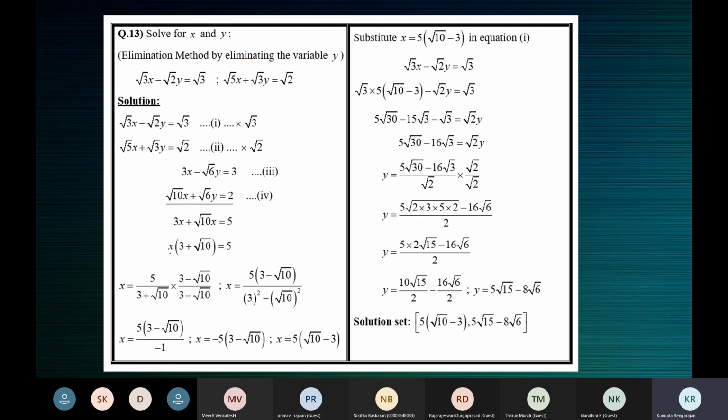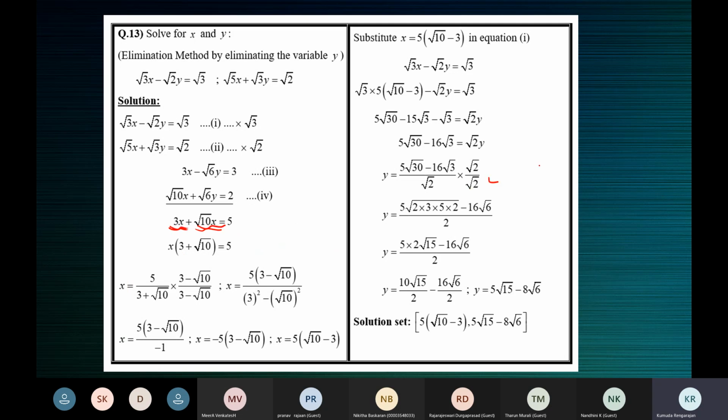So you need to take x common. You cannot add. So take out x common. So you get 3 plus root 10 is equal to 5. So x is equal to 5 divided by 3 plus root 10. You have eliminated y and you want to find the value of x. What is the value of x? You cannot stop here. For that, you should take out x common to find the value of x, because there are two terms with x.